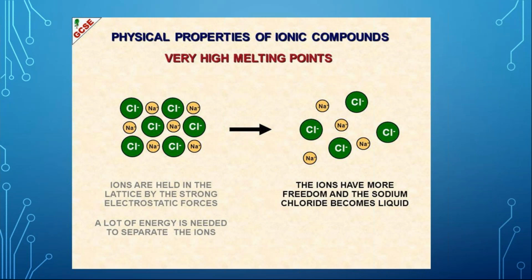So you can see here, ions are held in the lattice by the strong electrostatic forces. So you need a very high energy to separate the ions. So the ions have more freedom and the sodium chloride becomes liquid. So the temperature required is more than 800 degree Celsius.